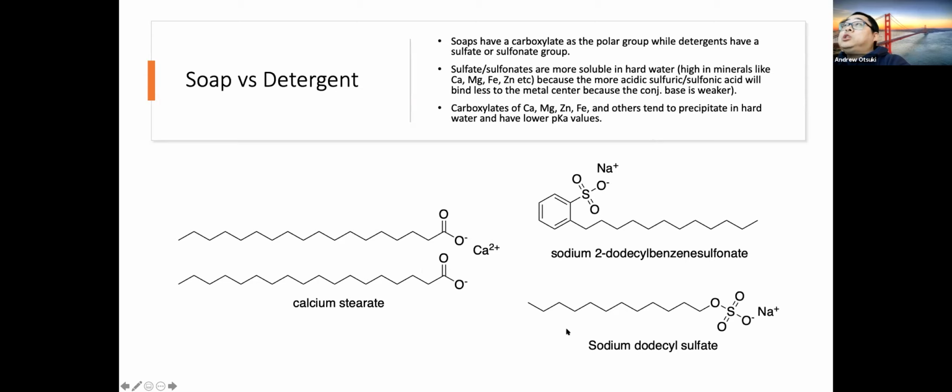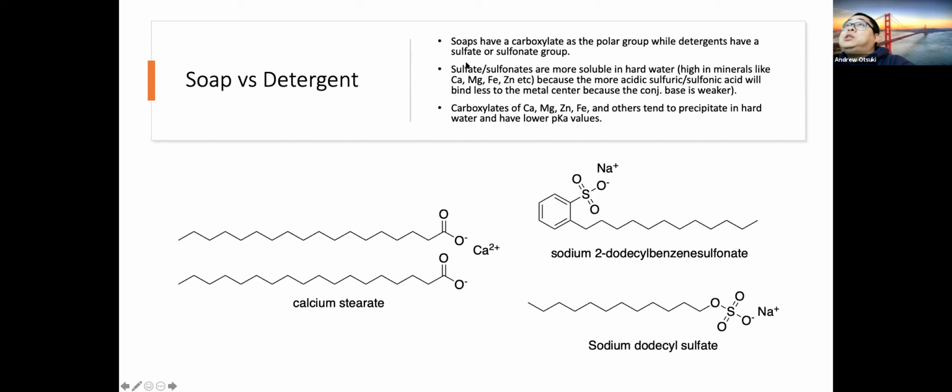So that's why detergents are usually in the form of benzene sulfonates or sulfates, because they have better properties even in hard water. We don't know if our water source is hard or not. Hard just means it has some concentration of minerals, so calcium, magnesium, and so forth. So these tend to form precipitates.